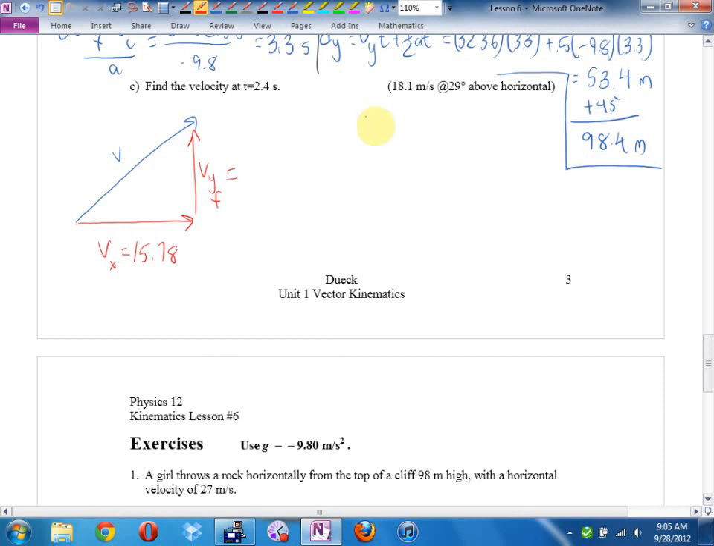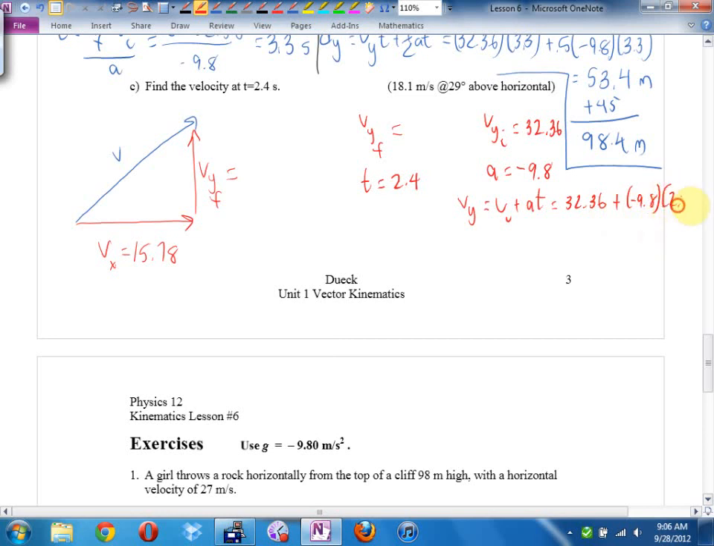Well, Vy final, I don't know, but I know that t is 2.4. I know Vy initial was 32.36. I know that a is negative 9.8. Can I get the vertical component of the velocity from those things? Yeah? Oh, great. In fact, Taylor, the equation has the Vy by itself already for the change, which is kind of nice. I think Vy is going to be V initial plus at. It's going to be 32.36 plus negative 9.8 times 2.4. What do you get?